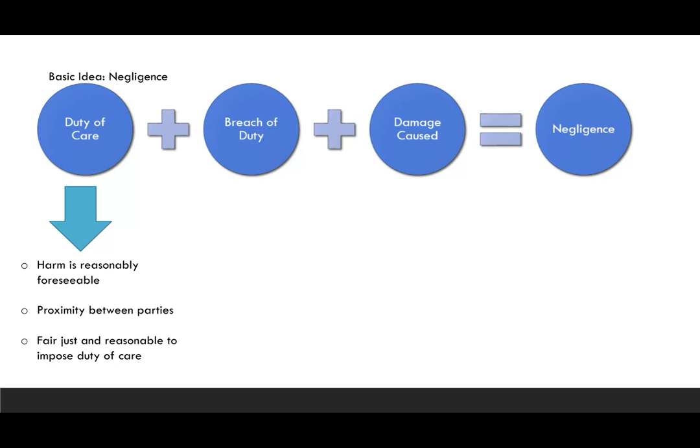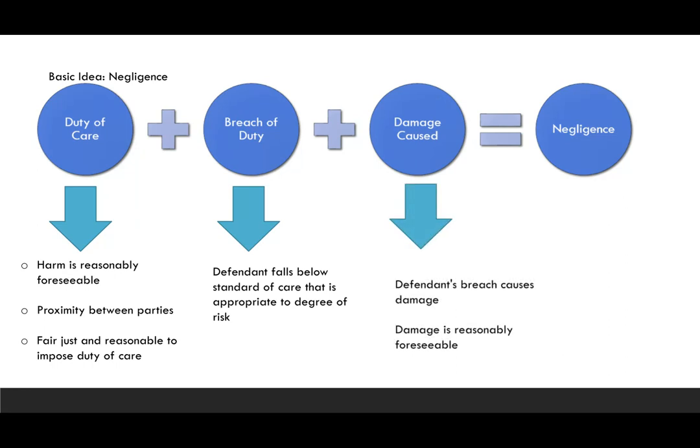A breach of duty means that the defendant has fallen below the required standard of care that's appropriate to the degree of risk, and the damage caused means that the defendant's breach has caused that damage, and that damage was reasonably foreseeable. So move on to the second video then to deal with some of the more basic ideas and a guide to how to approach the scenario questions.